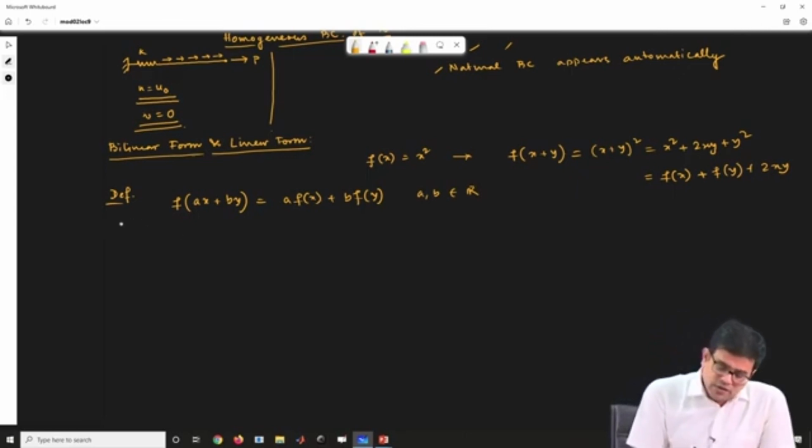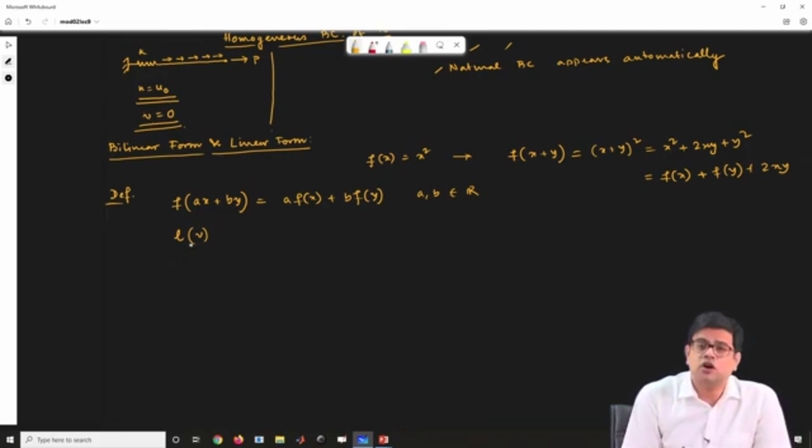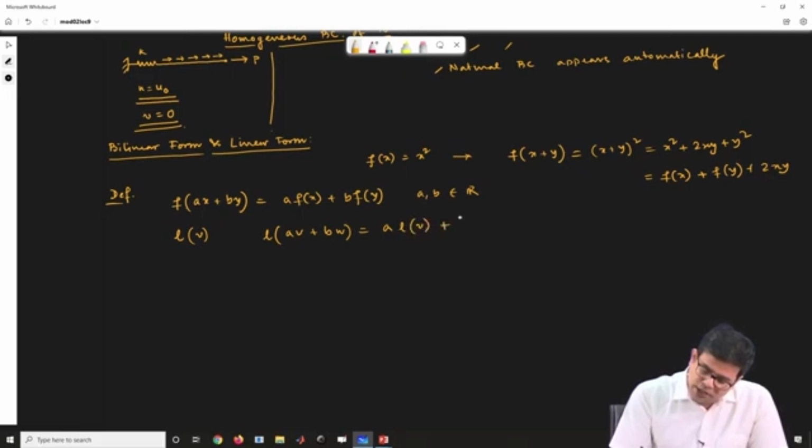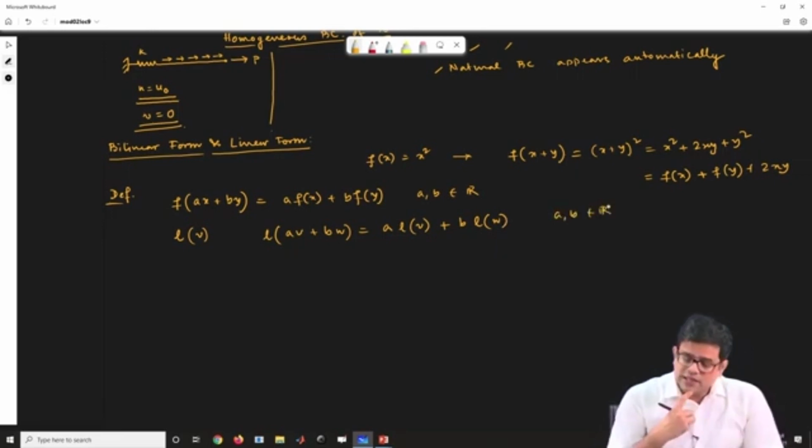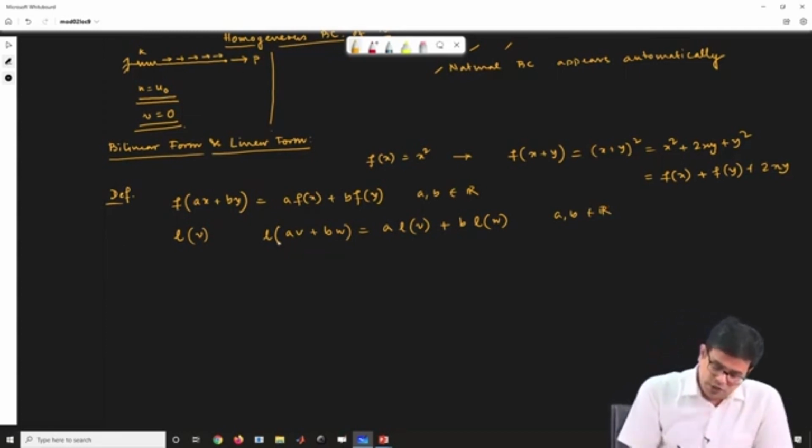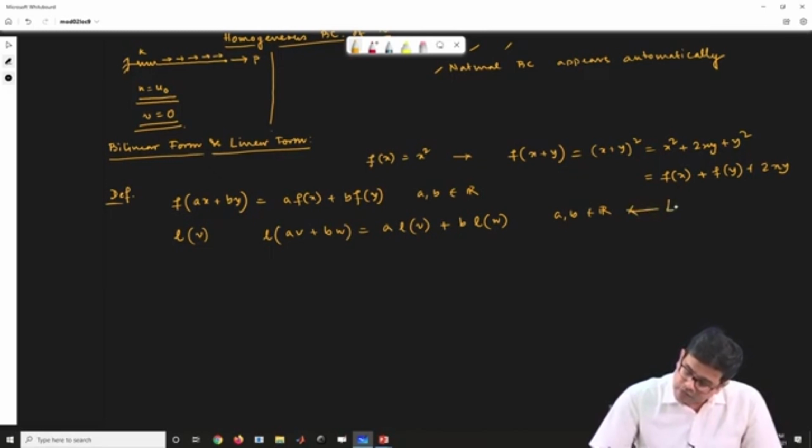Now in case of a linear form, a similar definition we can find. Suppose there is a linear form L which is a function of v. Then this functional or form is a linear form if it satisfies L of (a v plus b w) equals a of L of v plus b of L of w, where again a and b are scalars. So this is known as the linear form. Now what is a bilinear form?